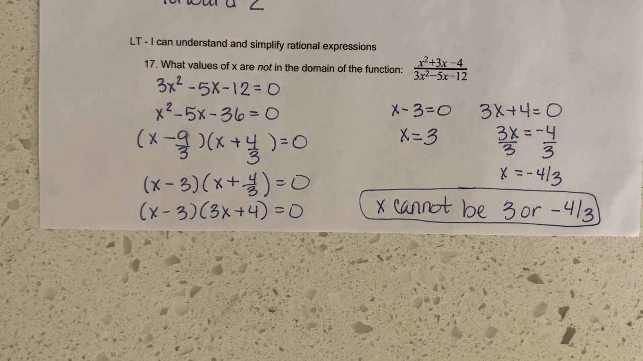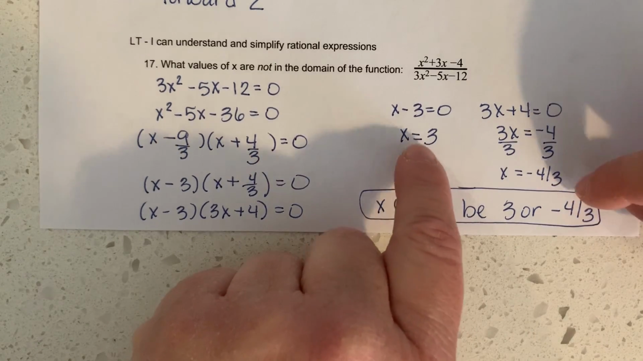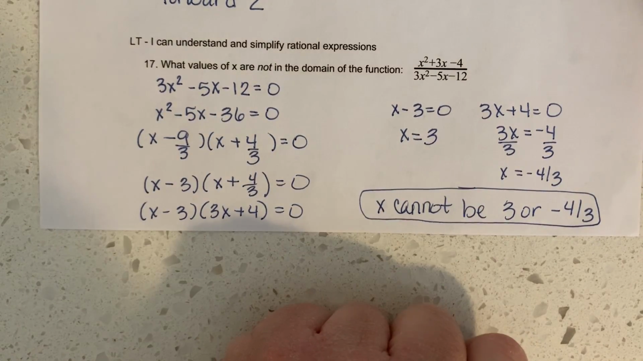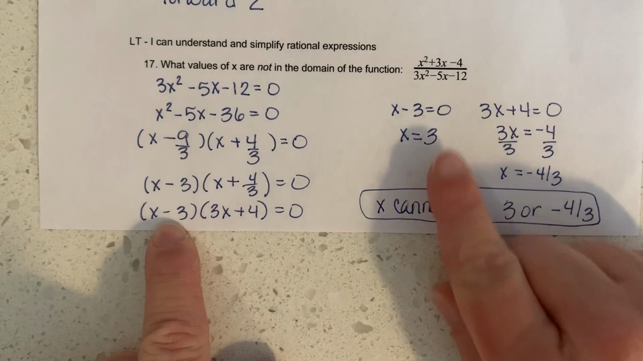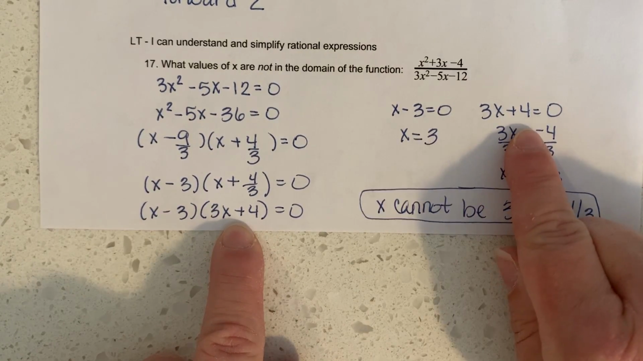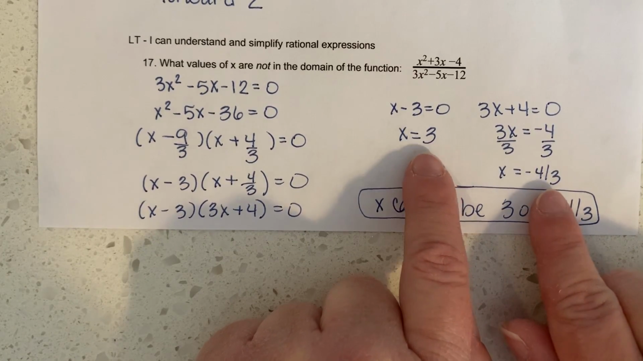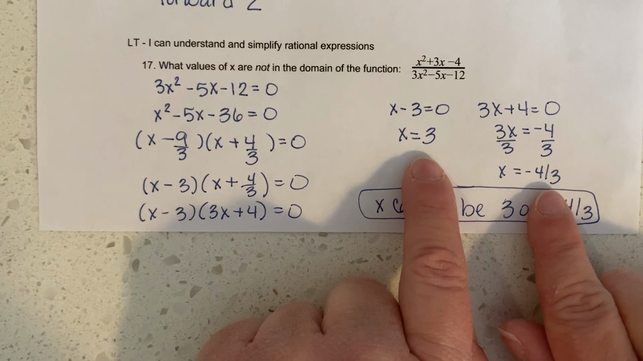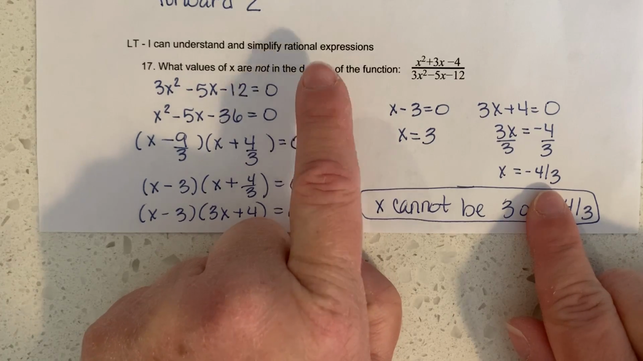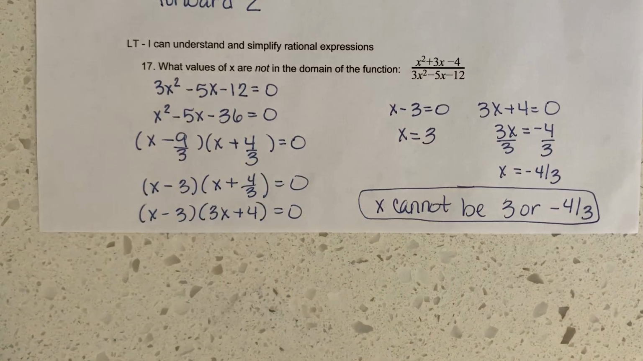Now that's the part where you actually just factored it. So now you're going to have to solve because we need to know what the x's can't be. So we're going to set each one of these factors to 0. x minus 3 has to equal 0. 3x plus 4 has to equal 0. When we solve, we get these two answers, and those are the two answers that make our denominator 0, and therefore they cannot be in the domain. So x cannot be 3 or negative 4/3.